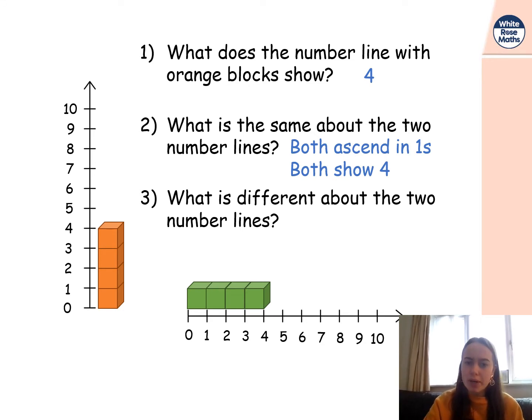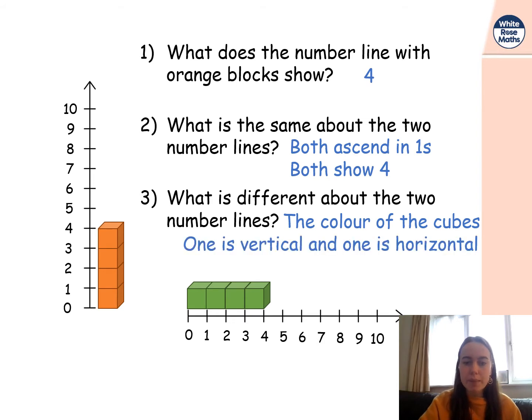But number 3, what is different about the two number lines? The colour of the cubes. They've got orange cubes on one and green cubes on the other. And one is vertical, that's the one going up, and one is horizontal, that's the one going across.